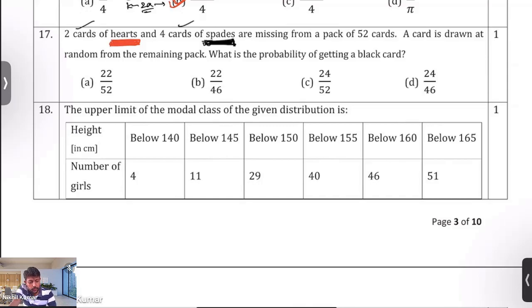How many total cards do we have here? 52 minus 2, that is 50, and then 50 minus 4, that is 46 cards. So just by looking at the total cards, you will be able to at least remove two options. Now you have to figure out which of these options, B and D, are correct. So let's look at the probability part now.